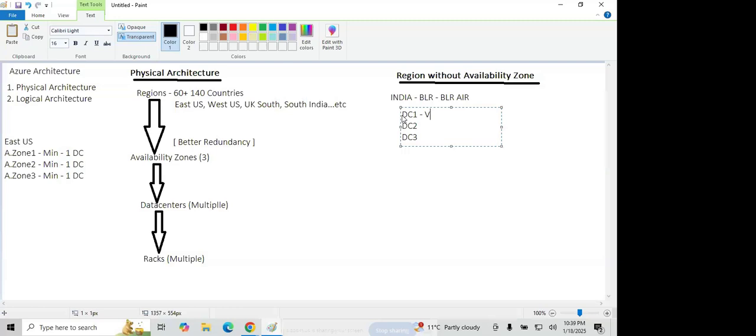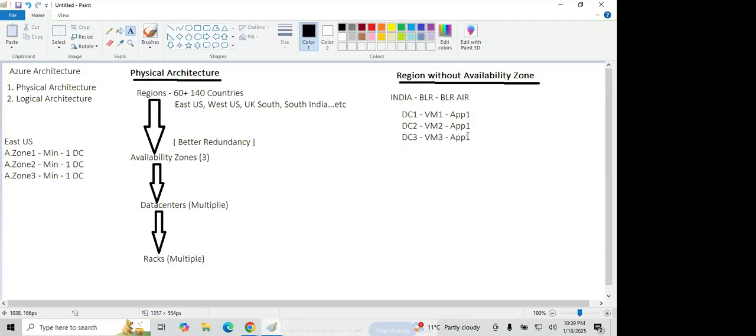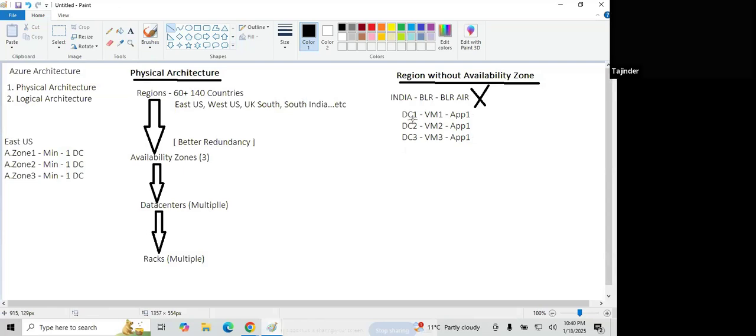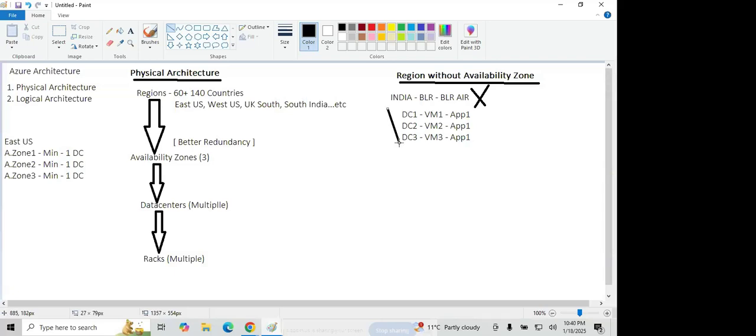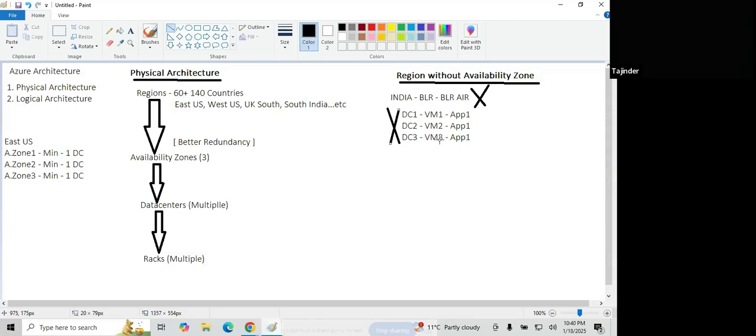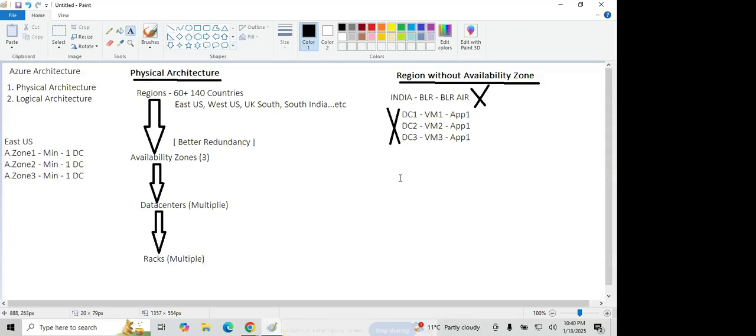Let's say in DC1, they have deployed VM1 where application 1 is running. In DC2, they have deployed VM2, same application is running. VM3, where same application is running. Now, let's say due to some big power failure or some natural disaster, the Bangalore airport location goes down. Would we be able to access the application? No, nothing in backup. All three DCs will be down, all three machines will be down, and eventually the application will be down. So basically, we are not getting any redundancy.